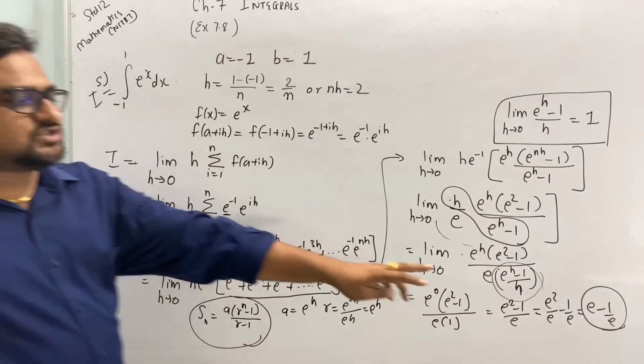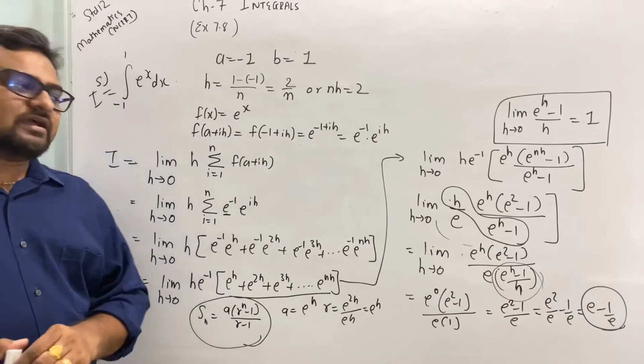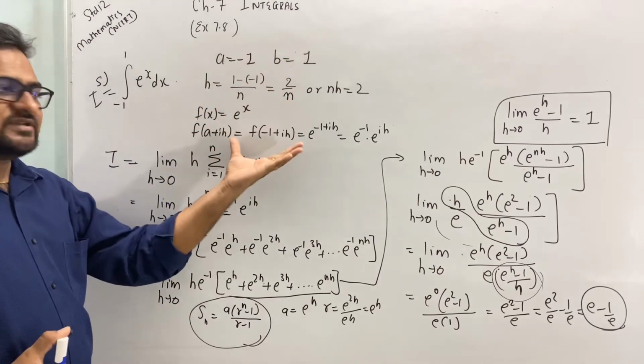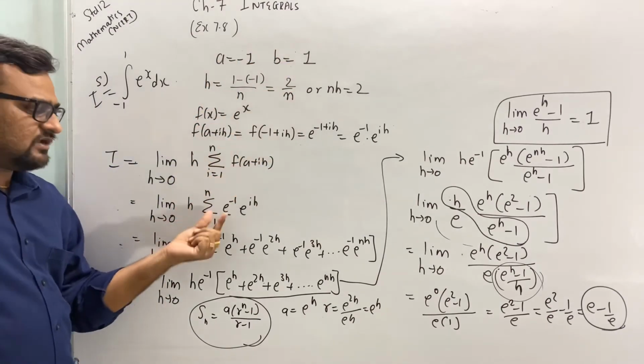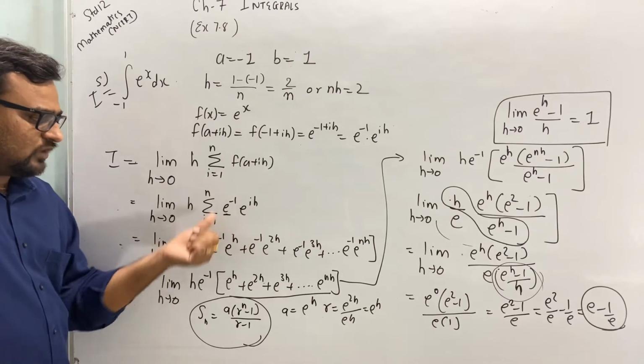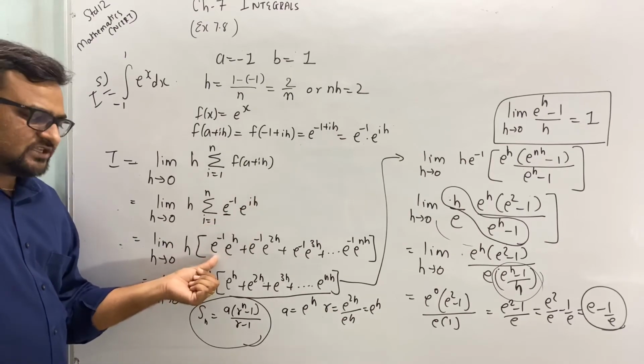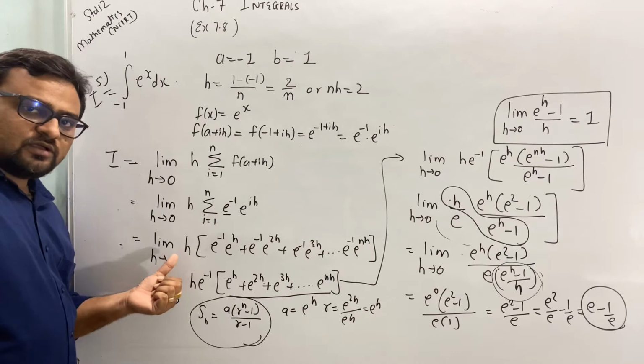Okay, so this is your answer, e minus 1 by e. Clear? I'm repeating, this was the starting basic. Now when I started from here, it's e raised to minus 1 into e raised to minus h. So putting value of 1 to n, I only need to put the value 1 here. I can also take this e raised to minus 1 common before only.